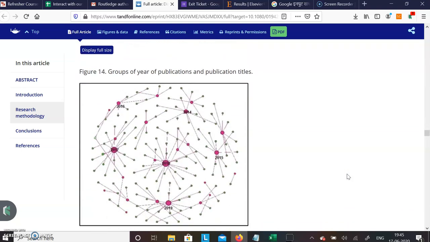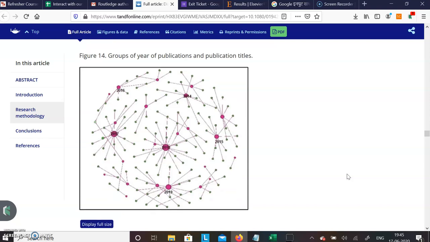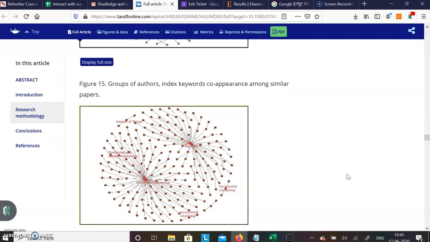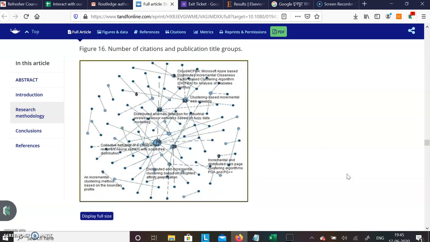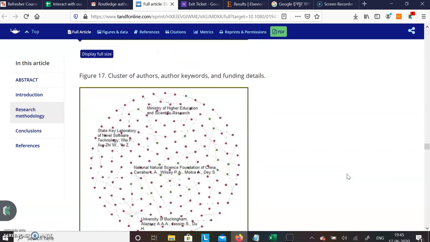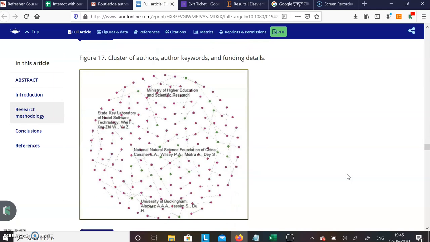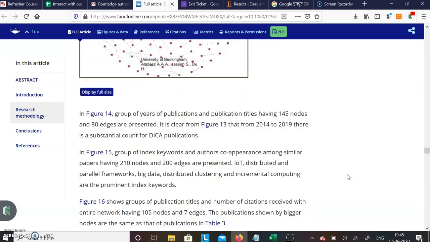Figure 14 shows the group of year of publication: which year fetched the maximum number of publications on distributed incremental clustering. This shows the authors and their connectivity. Then figure 16 shows the citation and publication titles group. Figure 17 shows the cluster of authors, keywords and fundings together.